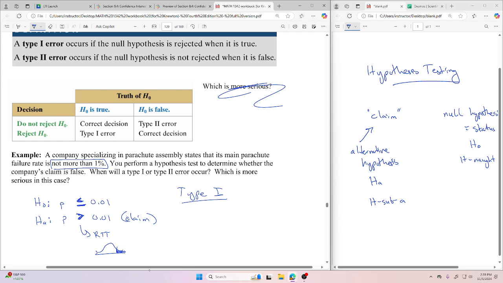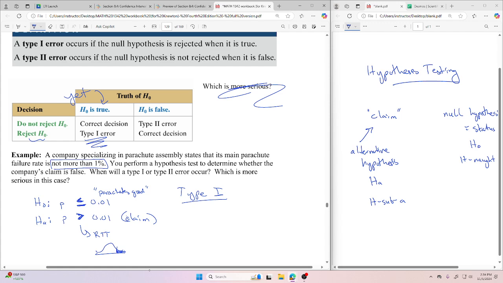Type 1 is that we're going to reject H naught, and yet H naught was true. So H naught is this guy: the parachutes are good. Good parachutes is what they're saying. Now the decision is that no, we don't think your parachutes are good, and yet they were good. Are you seeing that flow there?